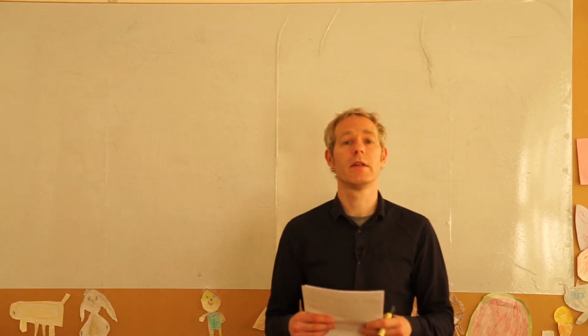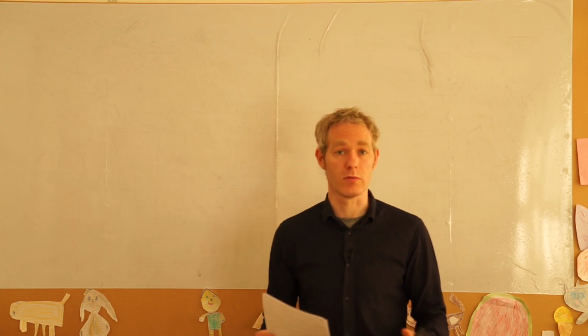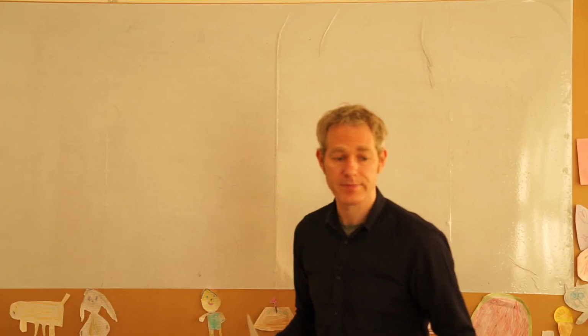Welcome everybody. This is the explanation of the mock exam and I will go through all the questions one by one. Question one is the question where we have two complex numbers and we want to have the multiplication and the result of the rotation when we multiply the first complex number with the second.